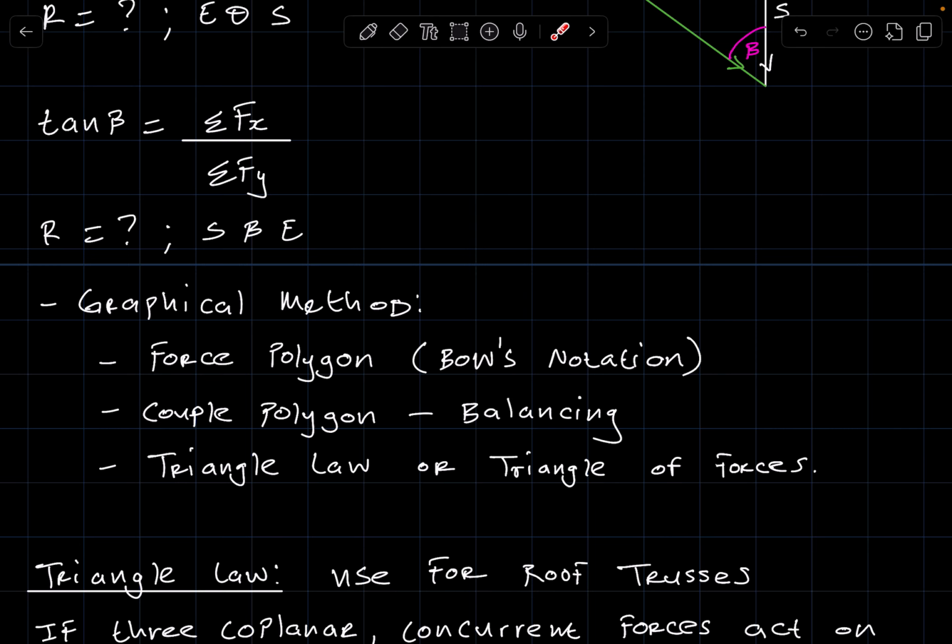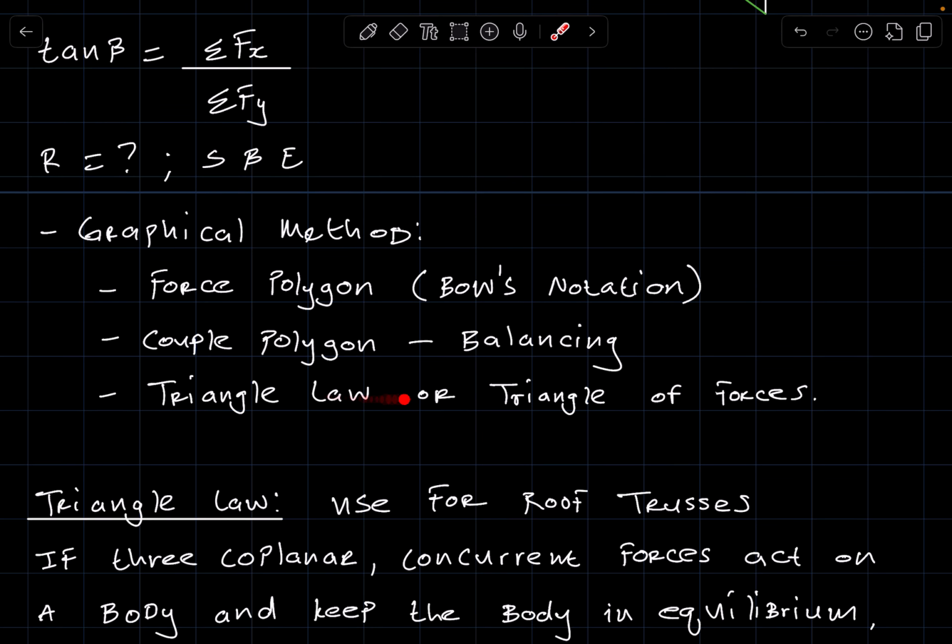In engineering science N3 in particular, this is what we use. In fact, the concept of the triangle law we are going to use in determining members of a roof truss. So roof trusses is a unit we are going to come across in module 3, forces, and this is the concept we will use mainly there. So you have a triangle law or triangle of forces.